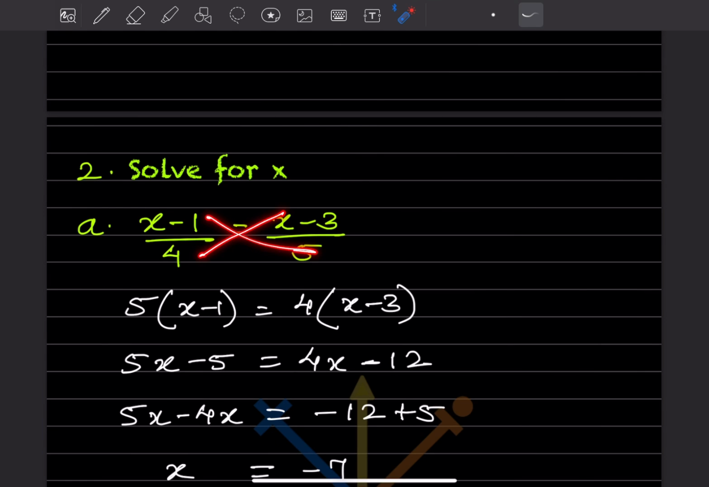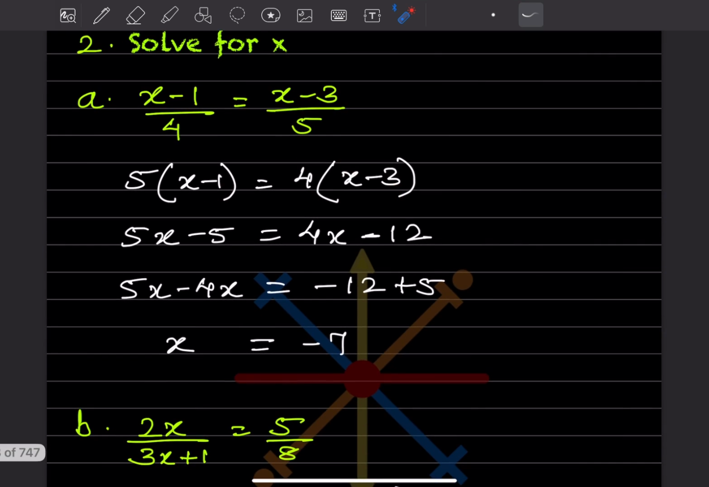We'll cross multiply here. So this 5 will go on this side, so that will get multiplied. So 5 into (x minus 1) is equal to 4 into (x minus 3). So this is going to be 5x minus 5 equals 4x minus 12. So here 5x minus 4x, that will be minus 12 plus 5. So 5x minus 4x will be x, that will be minus 7.